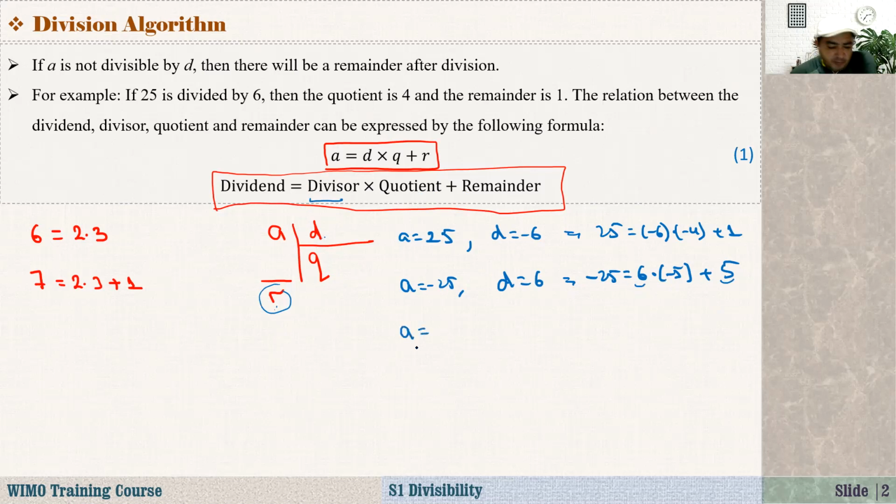Another example: how about if A equals -25 and D is equal to -6? Then -25 is equal to -6 times 5, plus 5.